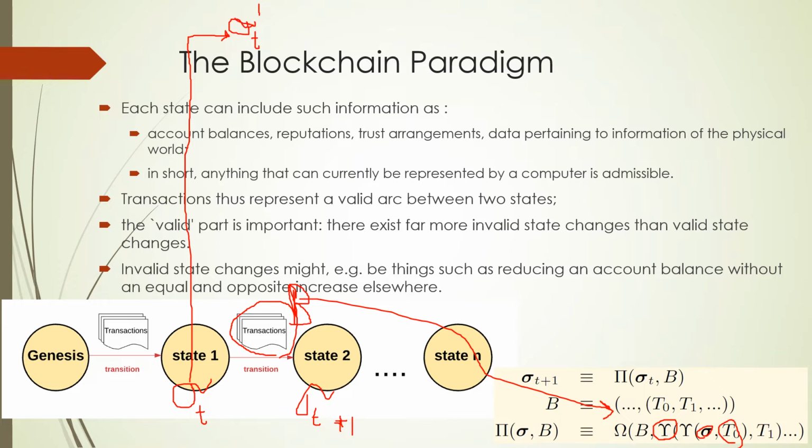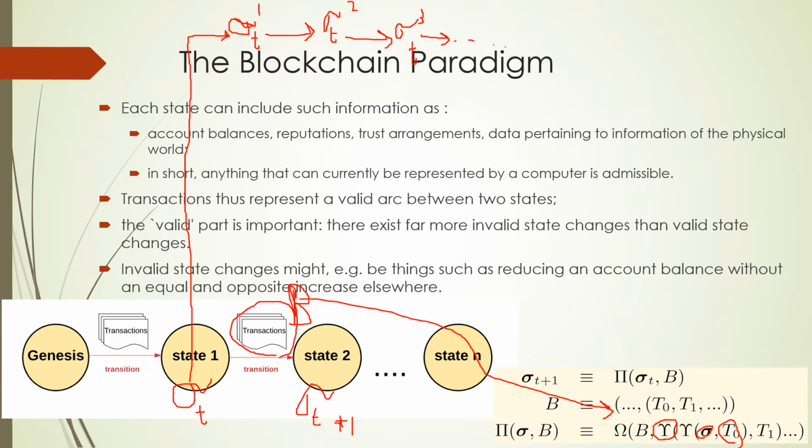Then that transition happened using transaction t0. Then we apply transaction t1 and we create sigma t2. Then we're going to apply transaction t2 on sigma t2, and using the transition function upsilon, we're going to create the next state or the next substate, sigma t3.